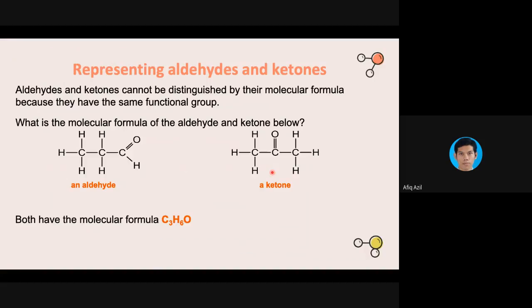In order to do that, it is better to draw it in a way that you can tell the position of this C double bond O. So this is an aldehyde because the position of this C double bond O is at the end. You have hydrogen attached to this carbon, while this is a ketone because this carbon over here is bonded to another carbon, and on this side also another carbon.